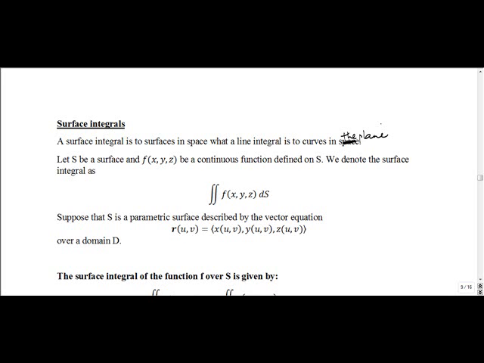Let S be a surface and F a continuous function defined on that surface. So again, the surface is in 3D. It has two parameters in there. All right, it's x, y, z. Good. Curves, line integrals, the curves had just one parameter. I hope you recognize the difference, okay? We denote the surface integral as the double integral over S, put S below here, of the function F dS.